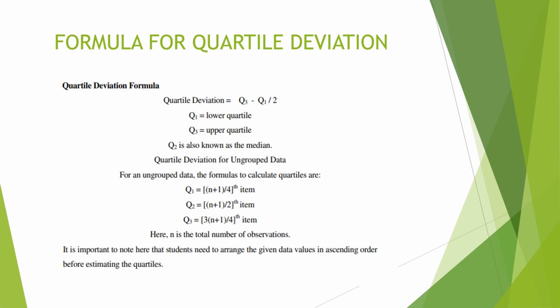Next is the formula for quartile deviation. The formula for quartile deviation for ungrouped distribution is Q3 minus Q1 upon 2, where Q1 is the lower quartile and Q3 is the upper quartile. This is the formula for ungrouped data.